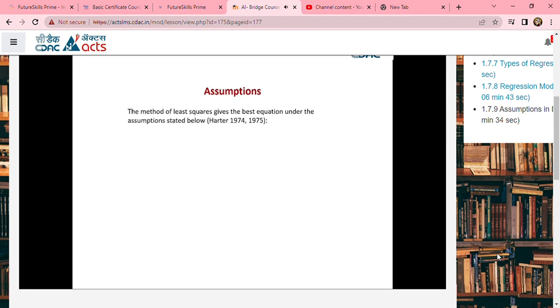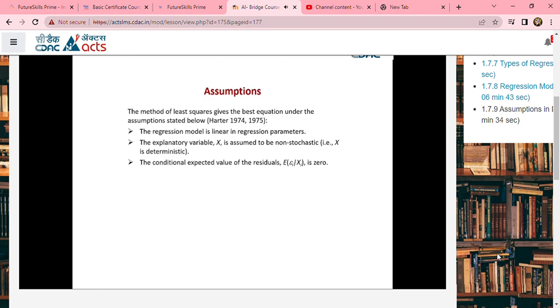Hence, the assumptions of the simple linear regression model are: the regression model should be linear in nature with regression parameters. That means it should take the form of a straight line. And the explanatory variables, that is, your independent variables, should be deterministic in nature and cannot be stochastic, which means that your independent variables should be numeric in nature. It cannot take probability values.